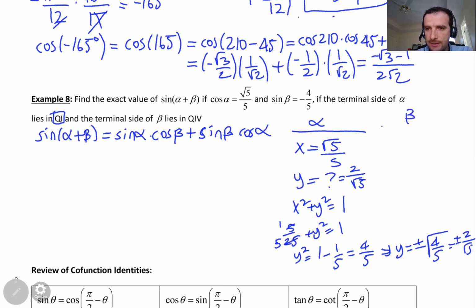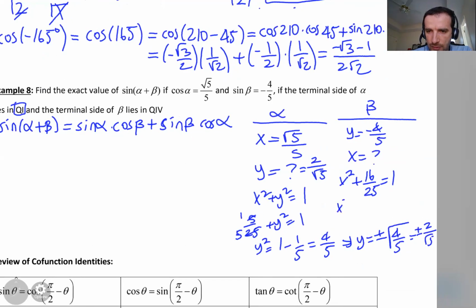For beta, I know sine beta, right? So the y value is negative 4 over 5. The x value is unknown, and x will give the cosine beta, right? This is what I need here in the formula. Again, I have to use the Pythagorean theorem: x squared plus y squared is equal to 1. So x squared plus negative 4 over 5 squared, which is 16 over 25, is equal to 1.